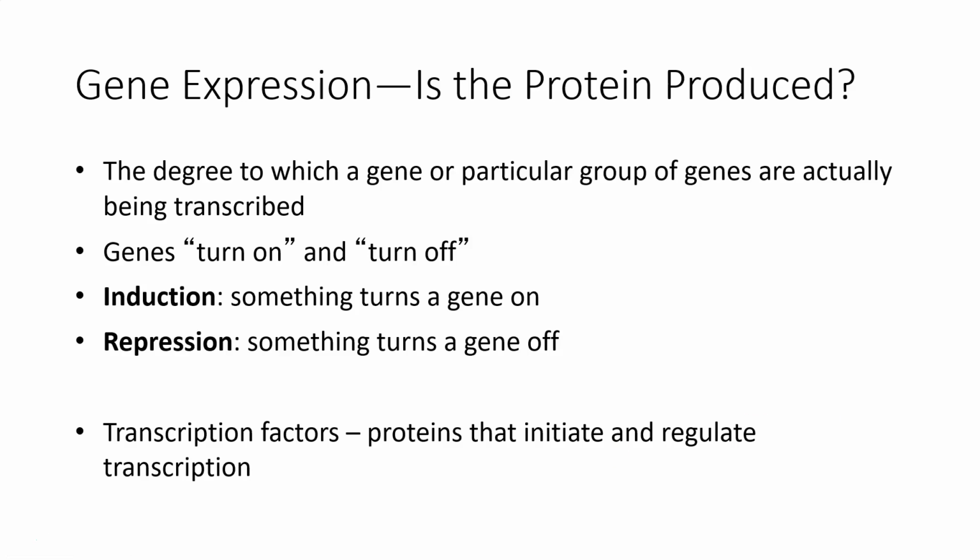So what really matters here is our gene expression. This is where we transform information coded in a gene to a vital gene product. So is this protein or end product produced? That is what gene expression is. And so we're concerned about the degree to which a gene or a particular group of genes are actually being transcribed. So someone might have that gene, but is that turned on or off?